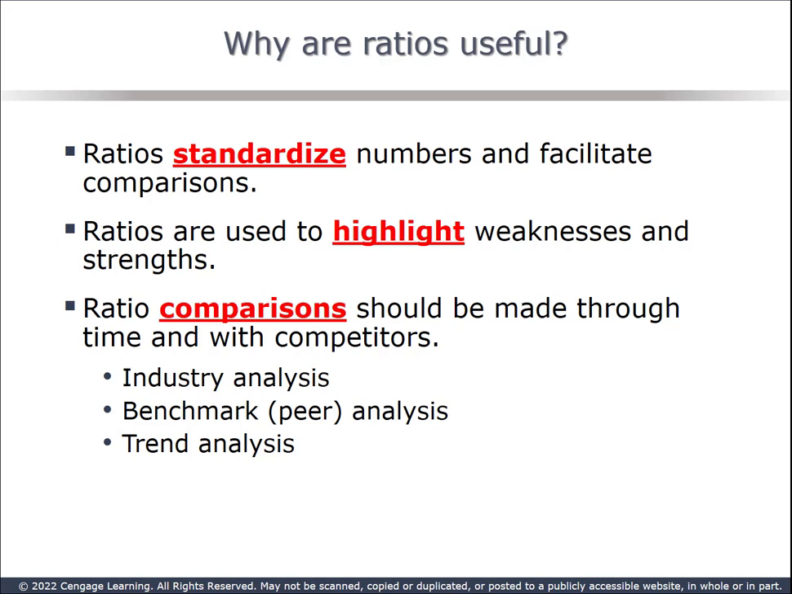So why are ratios useful? The main focus of this chapter is using financial statement data for ratio analysis. They're useful for a lot of reasons. They standardize numbers and facilitate comparisons. They highlight weaknesses and strengths. They make comparisons in several directions easy: versus industry averages, versus peers or aspirant firms. DeLeon could have compared themselves to Frito-Lay, versus previous years in a trend analysis.